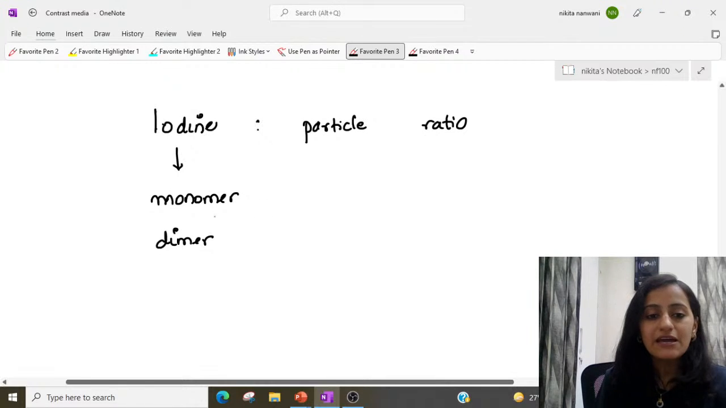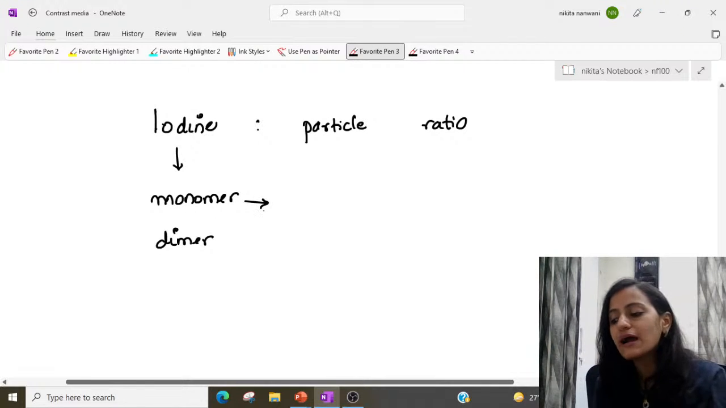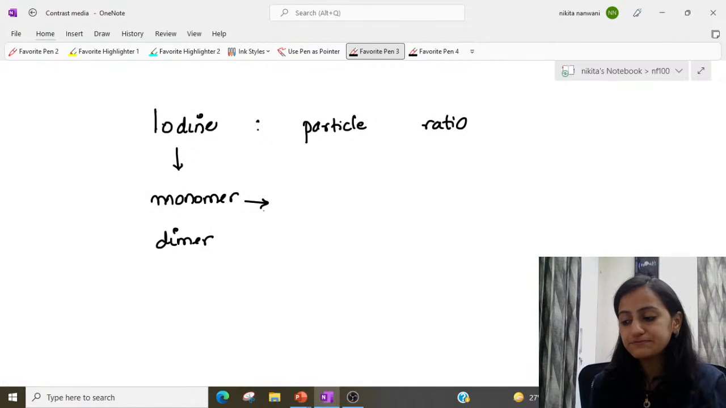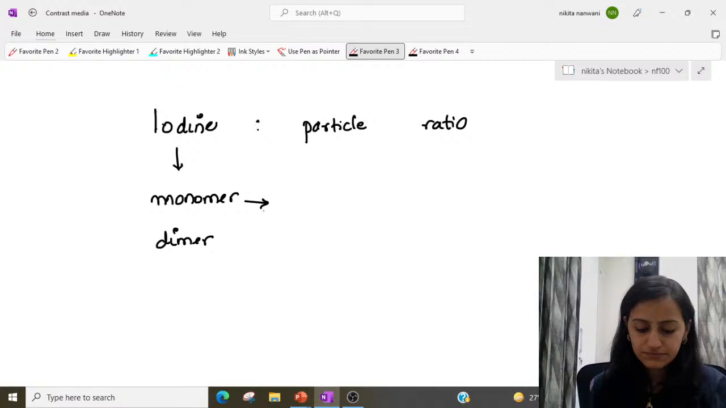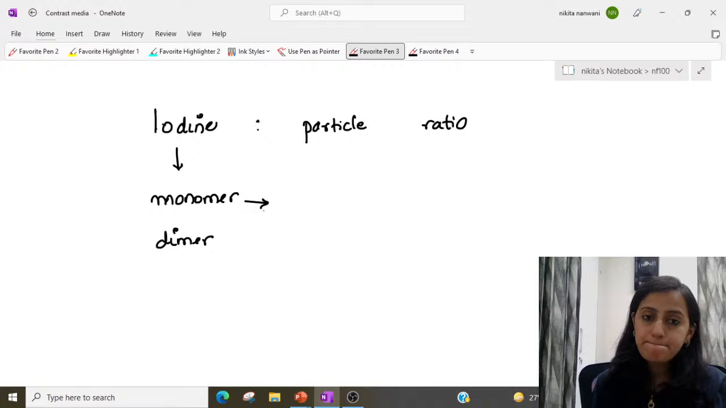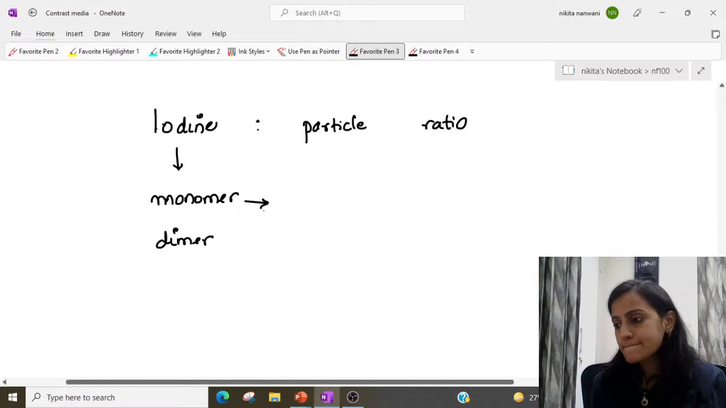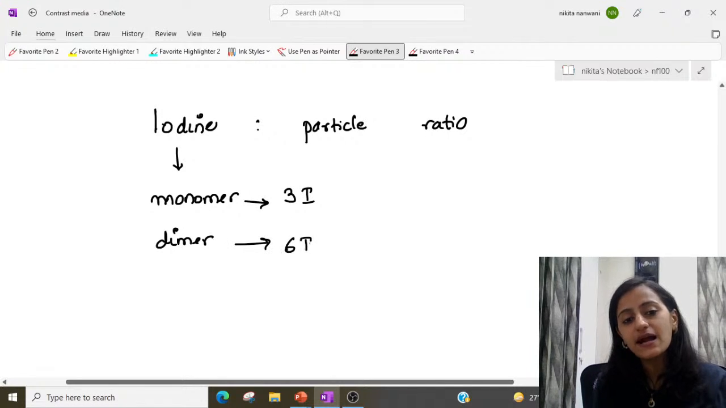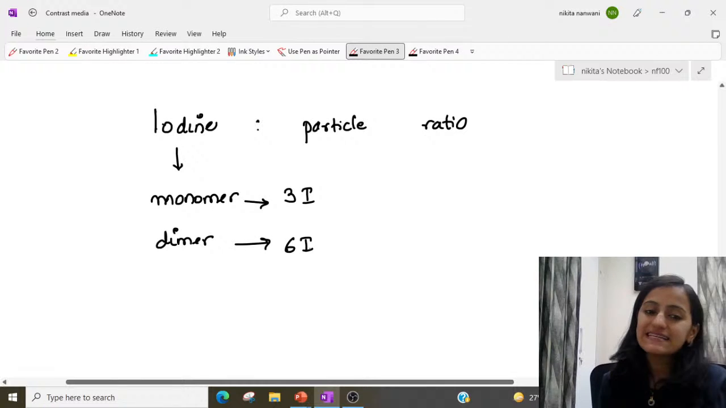If it is a monomer, how many iodine will it give? Absolutely right, Nuzat, because we said that a monomer has 3 iodine. Dimer will give how many iodine? Dimer will give 6 iodine.